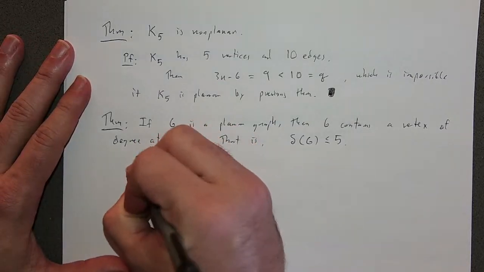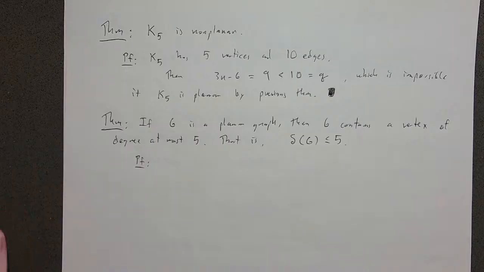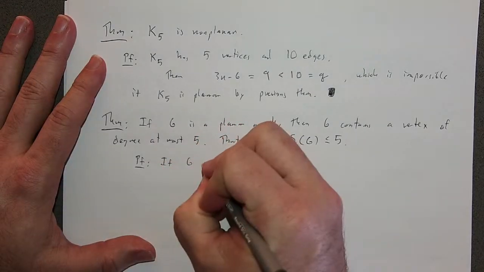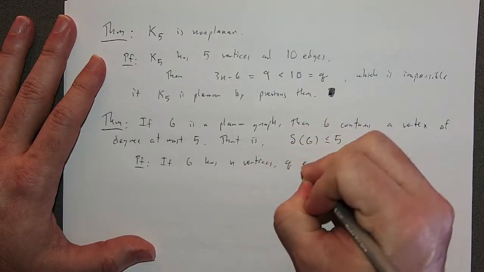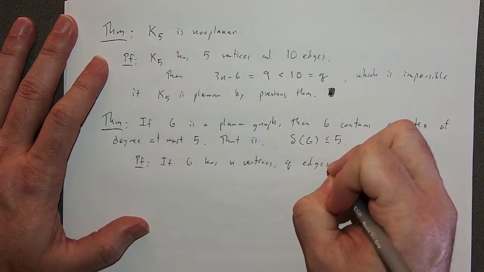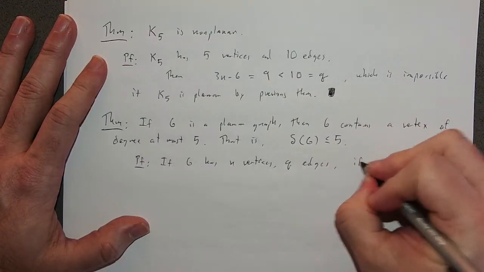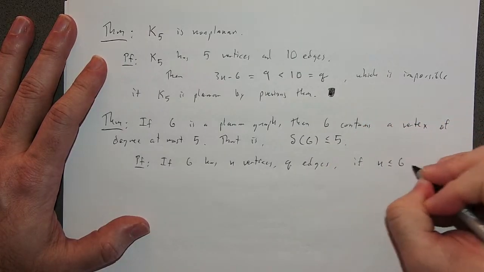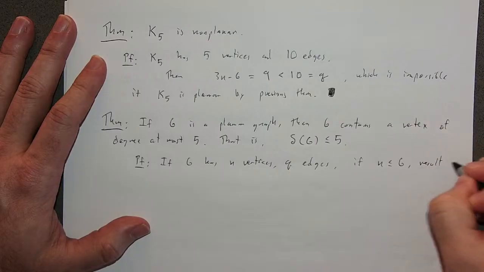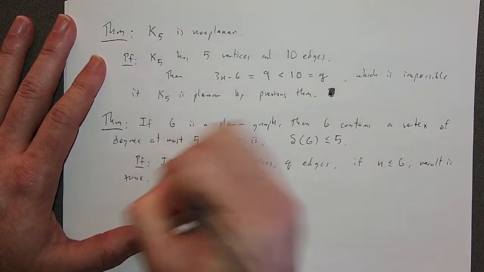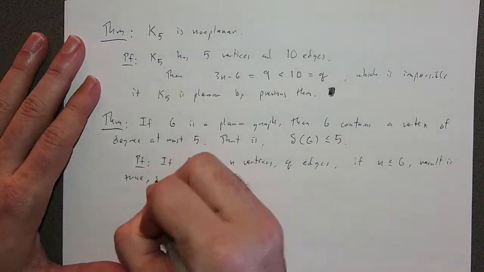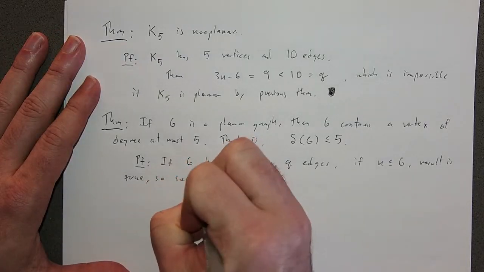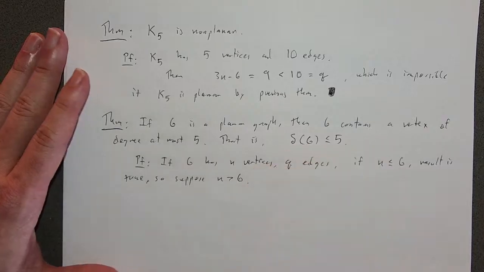Quick proof here. If G has n vertices and q edges, if n is greater than or equal to 6, the result is true, since it's not even possible to have degree more than 5 in that instance. So suppose n is greater than 6.